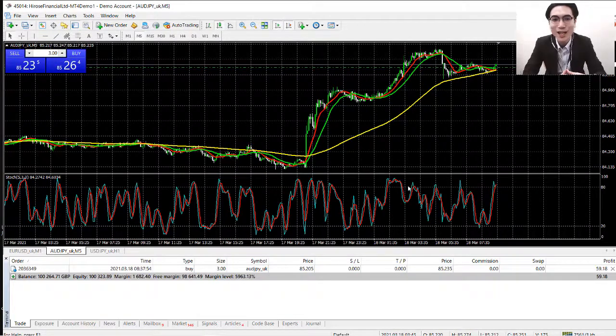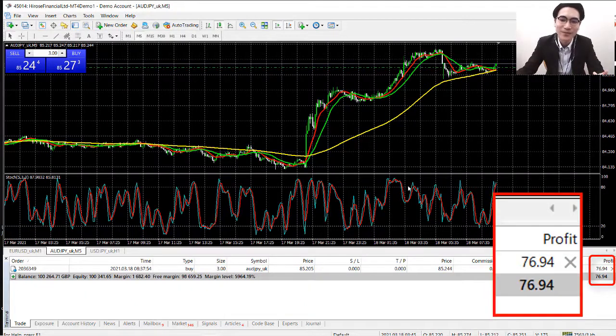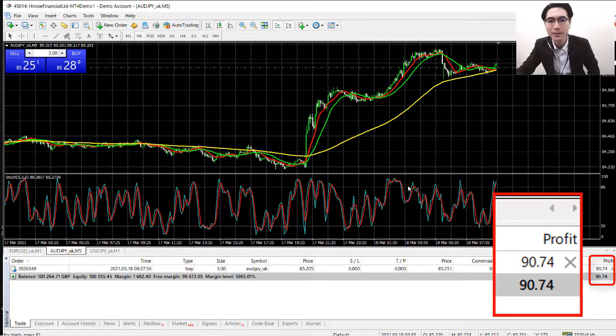Okay, so I'm back. Now if we take a look at the profit here, we see that the trade is already in profit. So I can now close this trade anywhere I want, because it's in profit already. If I close this trade here, this profit amount is going to be added to my balance. Just one thing, try not to be greedy.